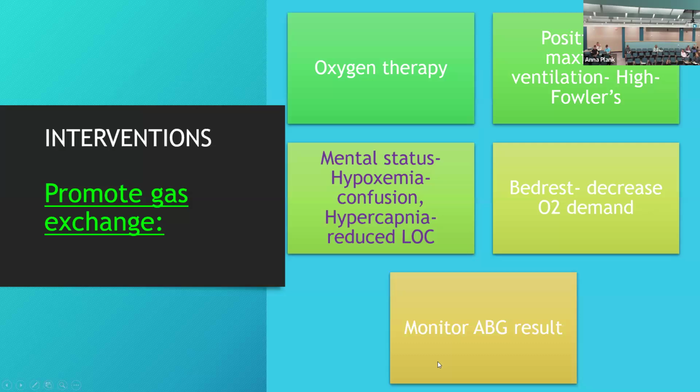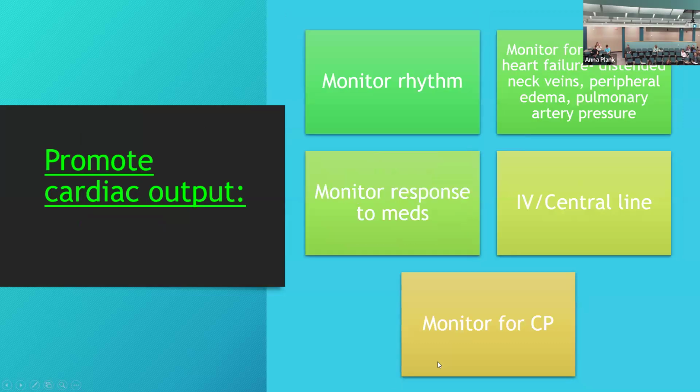Our first indication that somebody is hypoxic is what? Level of consciousness, okay? So if they start to have changes in their level of consciousness, they start to be confused, we want to make sure we're paying attention. Look at that ABG. We want to position them so that they're breathing as well as they can. We're gonna make sure we monitor for all the things that we monitored so far. The heart monitor, we might do our central line, we might do our pulmonary wedge pressure. We're gonna monitor for chest pain.